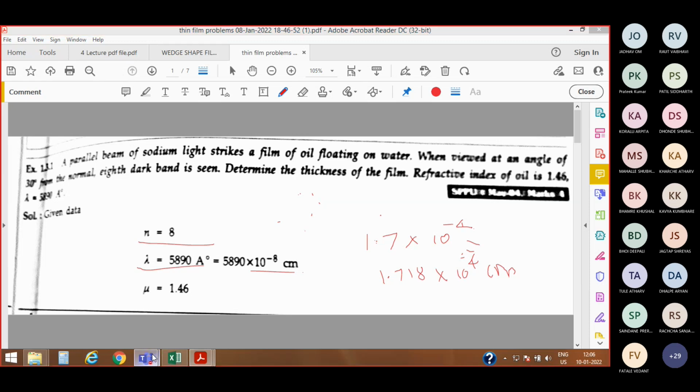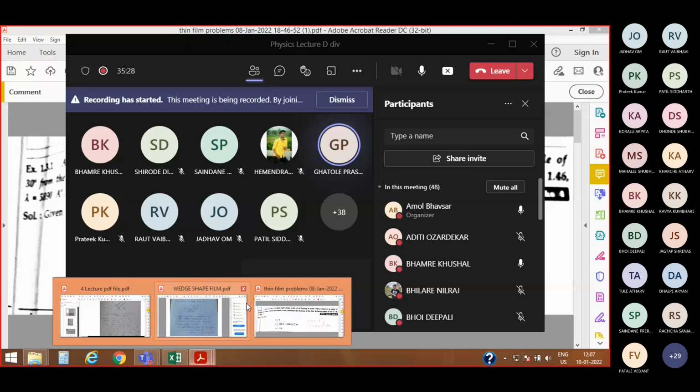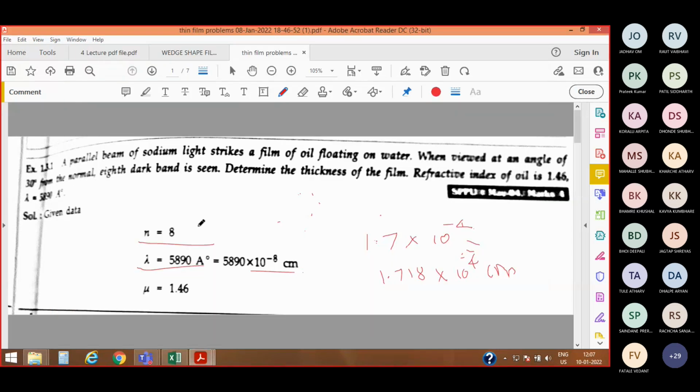Hello, हाँ सबके पास नोटबुक है अभी? Yes, sir. So everybody should have notebook and calculator with you. Calculator सबके पास है? No, sir. आपको साइन कॉस का वैल्यू निकालना पड़ेगा. Okay, sir. तो कैलकुलेटर ले लो पहले and solve this problem.